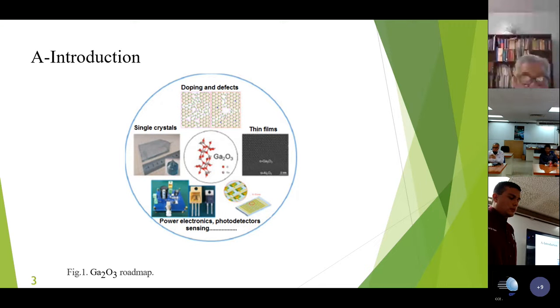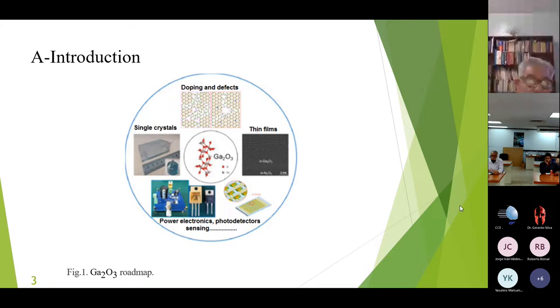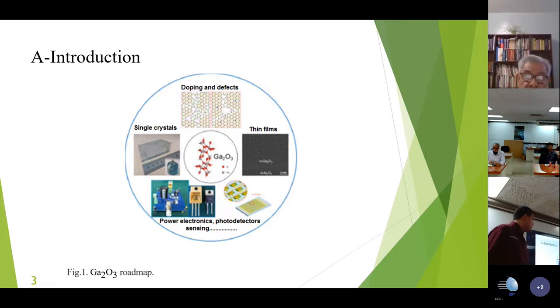Introduction of gallium oxide. So this is a material that is n-type. It has a very low electron concentration, and so it's usually doped to have a use. Here we can see the roadmap of this material in which, well, they have grown single crystals with this material, thin films as well, and it has been used in applications in optoelectronics and power electronics, among others.